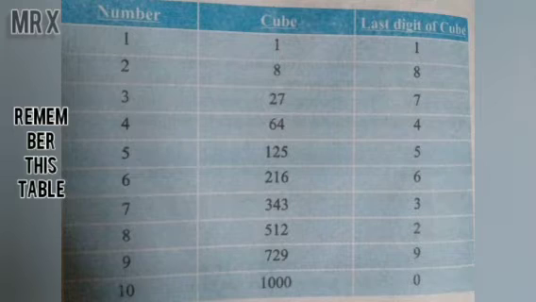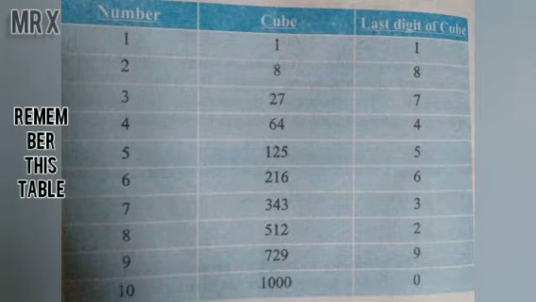And for 8, the cube is 512, and the last digit is 2. For 9, the cube is 729, and the last digit is 9. For 10, the cube is 1000, and the last digit is 0.